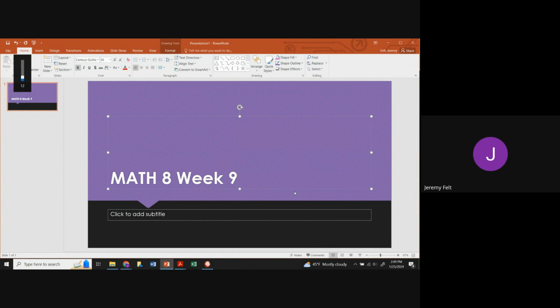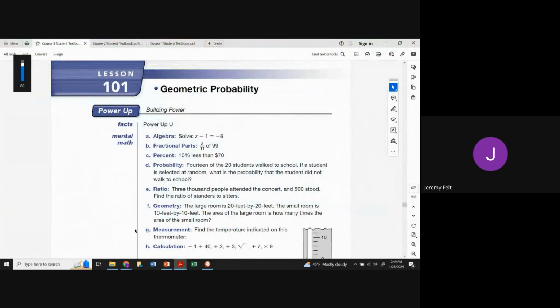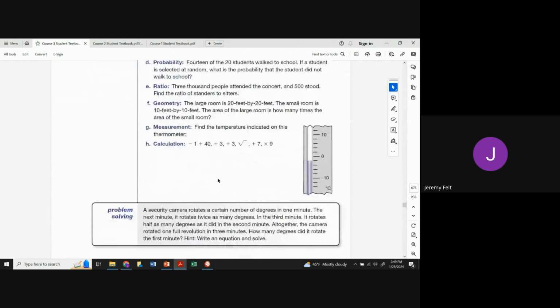Today we are doing lesson 101 and 102. So we're week 9. There's just 2 lessons this week again. So let's go ahead and flip over to lesson 101. We're looking at geometric probability in this one.